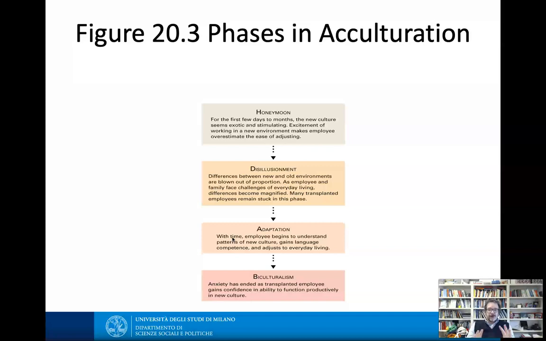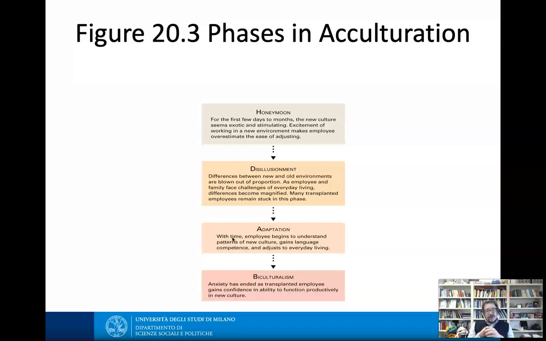So the first one is honeymoon. First days you are in a different country, it's great, excitement, new places, something I've never seen before, and you think, after all, it's not going to be hard to adjust. After a while, you start seeing that there are major differences also on issues that are important to you. So that's not only for you, it's also for family, your relevant others, and at some point you might develop some very bad reaction against some characteristics of the local culture, which lead to disillusionment.